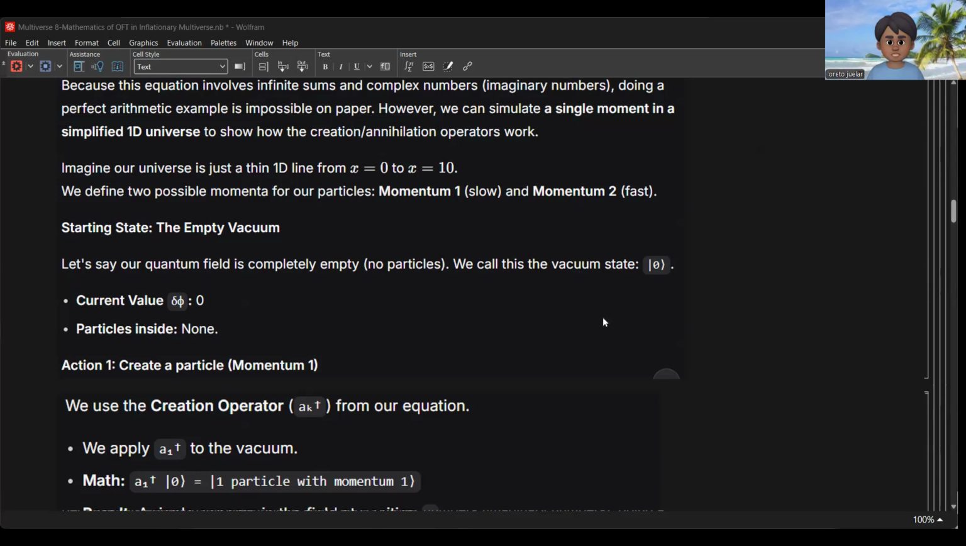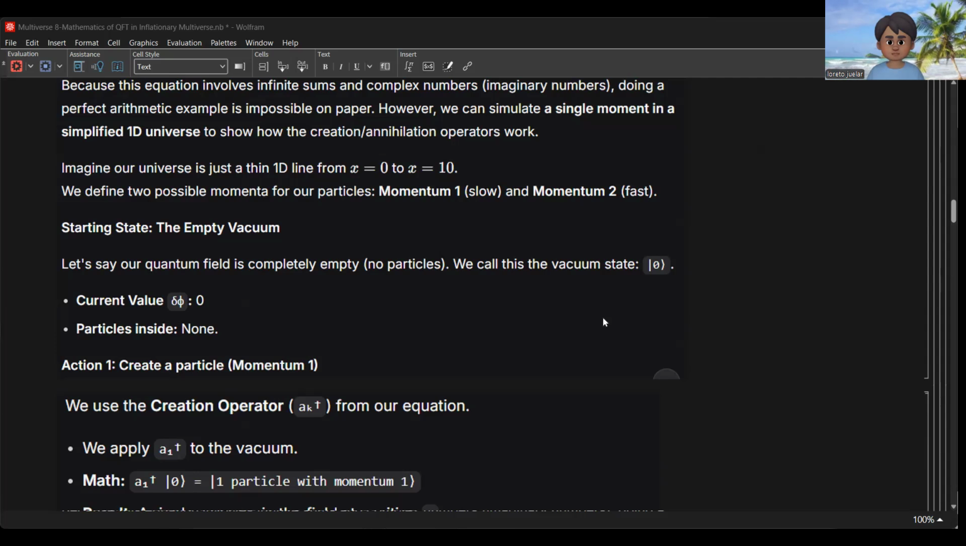Think of plucking a guitar string. Before, you have a straight line guitar string here. After plucking, you have a wave. The wave is the excitation. In QFT, the particle is that excitation. So why momentum one? The operator actually creates a particle in a specific momentum state. Instead of writing a† sub one, they simply say create one particle with momentum one.